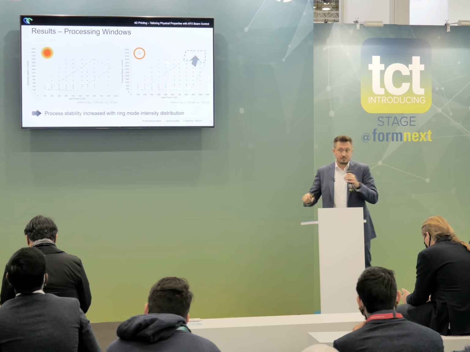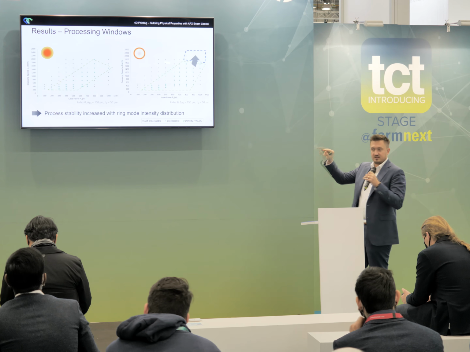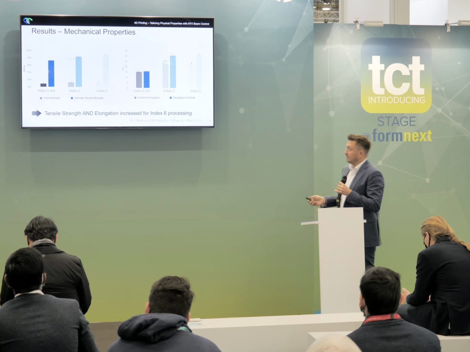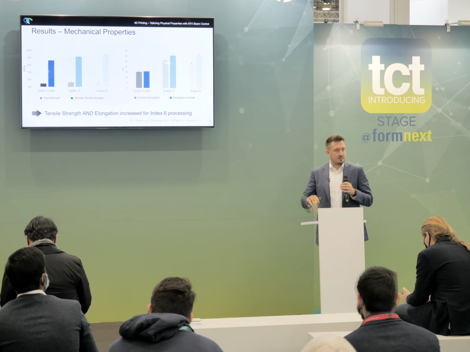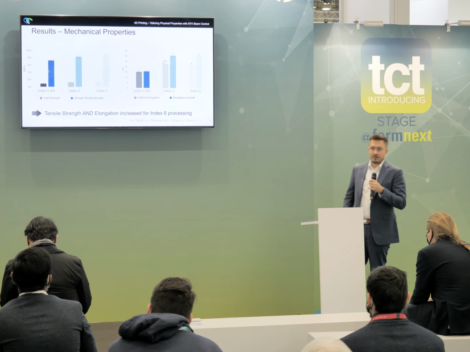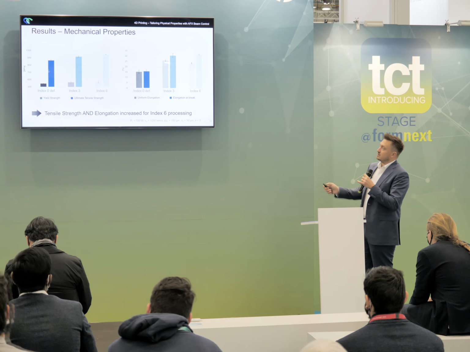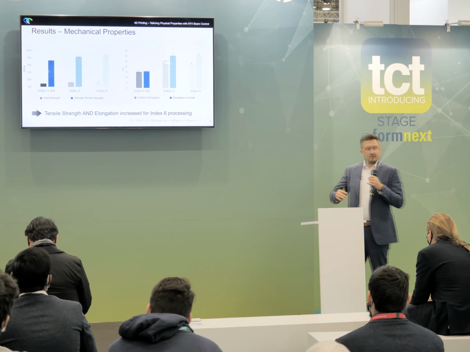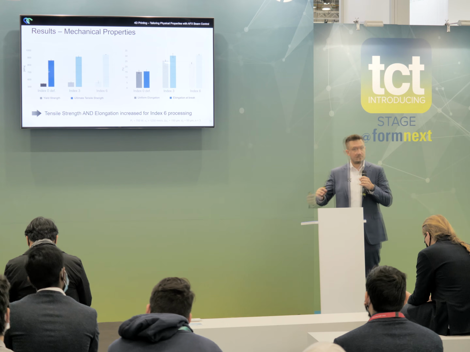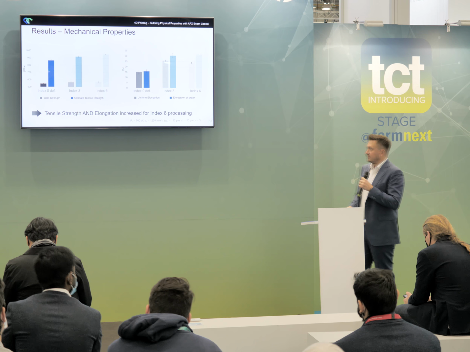And now what we then did was we selected one parameter set right in the middle of both processing windows to compare the mechanical properties. And this is shown here. For tensile samples with vertical orientation, so the tensile direction is identical to the build direction, we now can see a strange effect. We see that not only the tensile strength increases, but so does the elongation. And typically, this is something where you have to decide for one or the other.